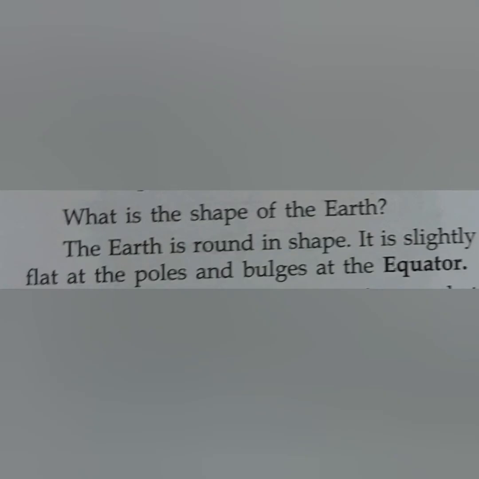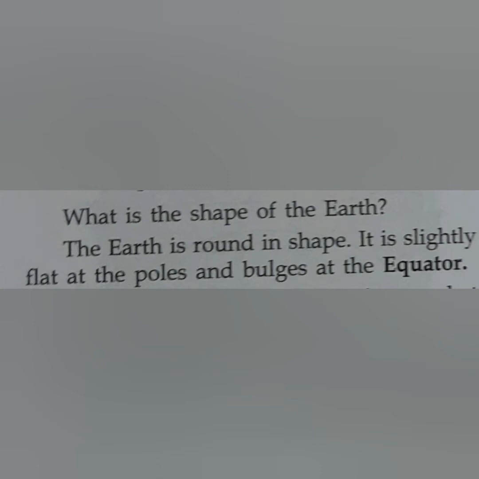Students, what is the shape of the Earth? The Earth is round in shape. It is slightly flat at the poles and bulges at the equator. So students, as you all know, the Earth is round in shape. But it is not round like a ball. It is round like an orange.